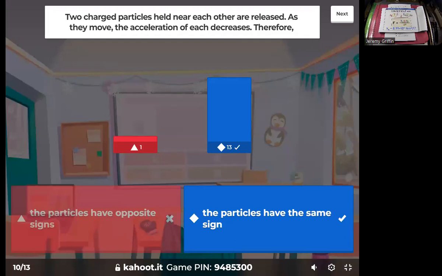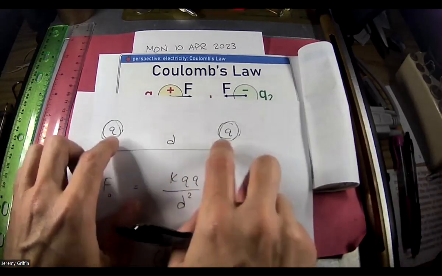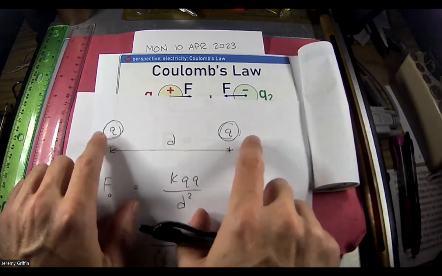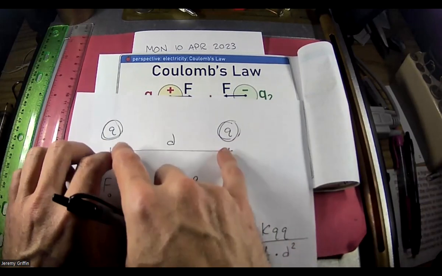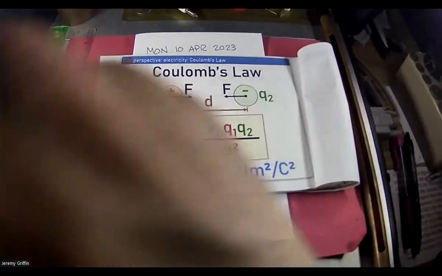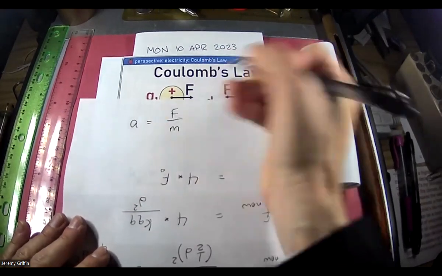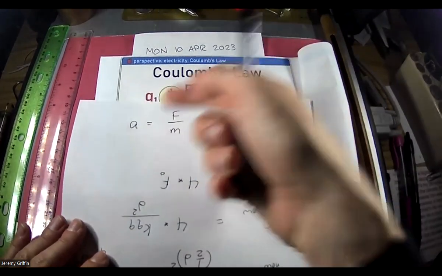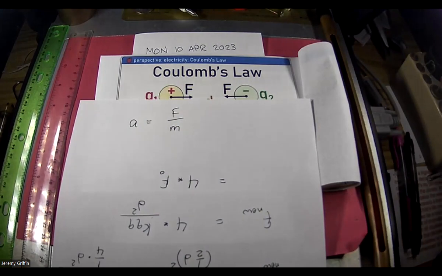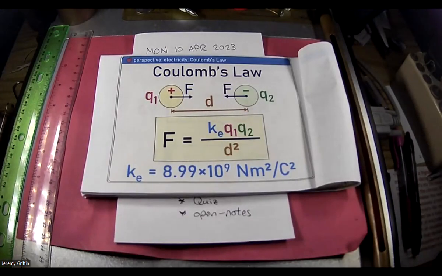Just in case you're not following, I'll show you guys a quick explanation. If these charged particles have the same sign, then they're going to push away from each other. If they push away from each other, then the distance is increasing, which means the force is going down. And since the acceleration of each particle is force over mass, as the force goes down, the acceleration also goes down. So they're slowing down as they go away from each other. You guys follow that? All right, good deal.